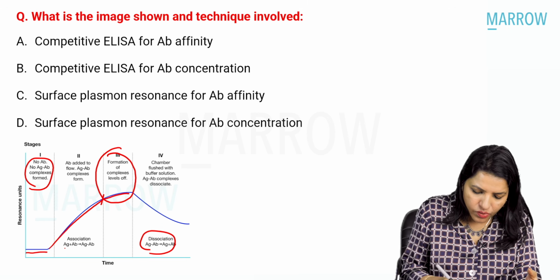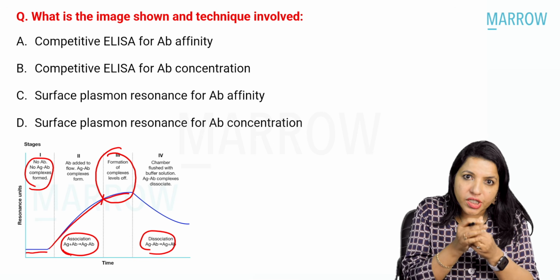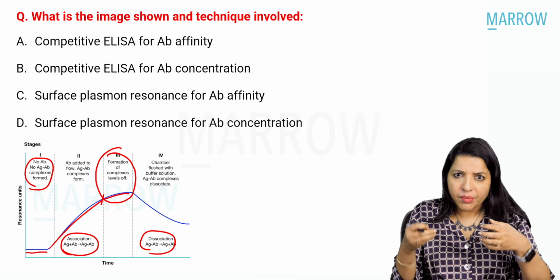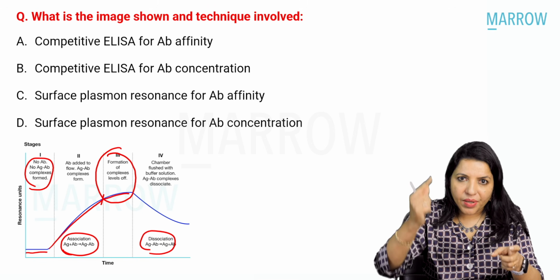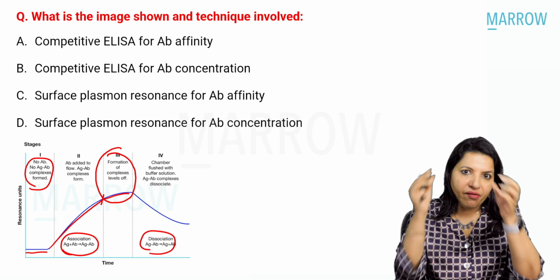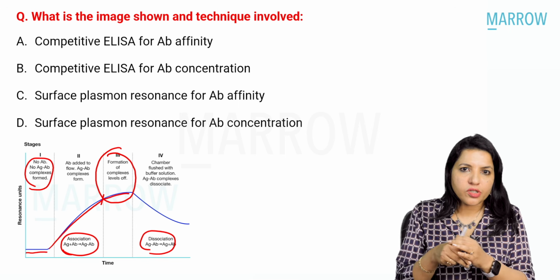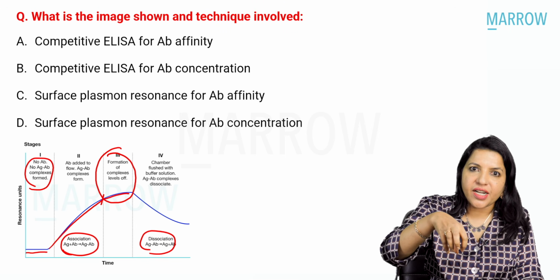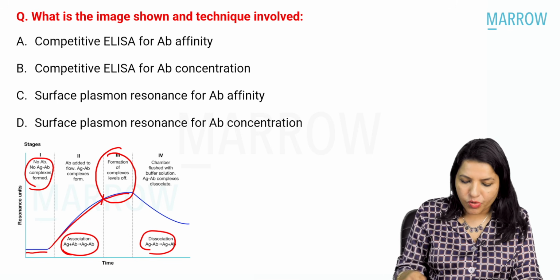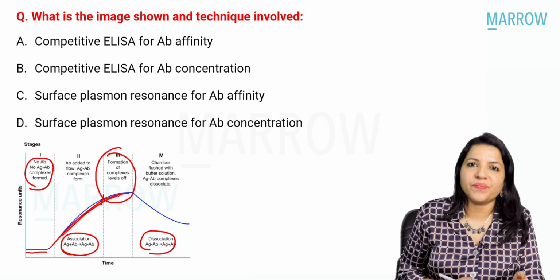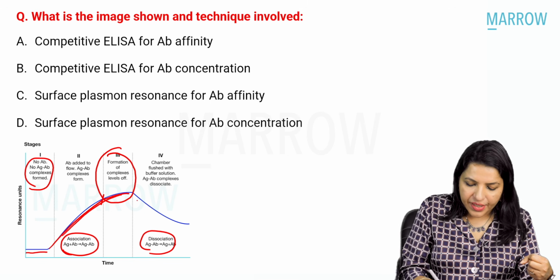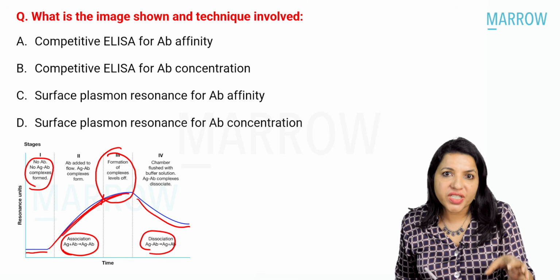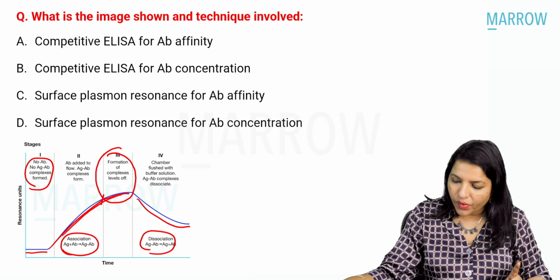So dissociation. What we are measuring is the association of antigen antibody and dissociation of antigen antibody. That is what we are measuring. But how we are measuring is based on that plasmon wave that is produced when the antigen antibody complex is formed. So we are adding antibodies, and when the antigen antibody complex is formed, the surface plasmon resonance starts to rise. Then once it dissociates, it will regress. So this is called the SPR, surface plasmon resonance curve. That's the first thing.